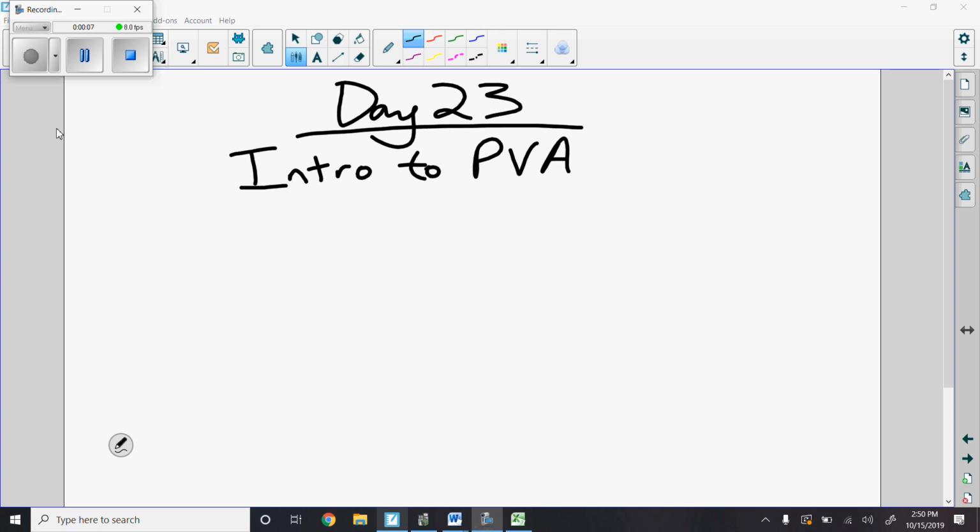Good job working with the implicit differentiation and second derivatives. Today we're doing an intro to PVA, which stands for position, velocity, acceleration. We're going to look at the derivative aspects of this. We'll come back to PVA once we learn how to do integration.